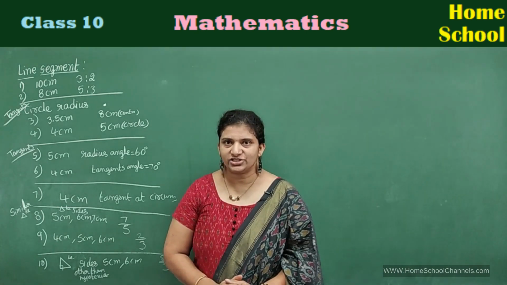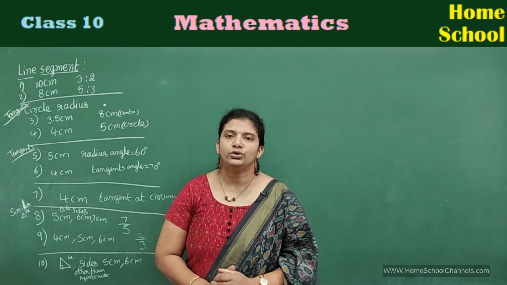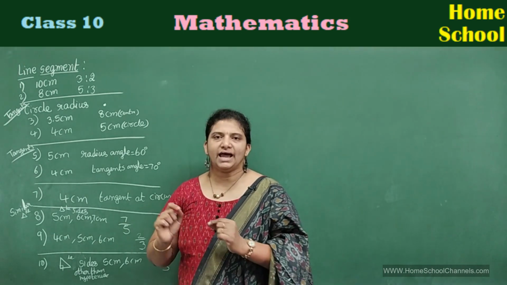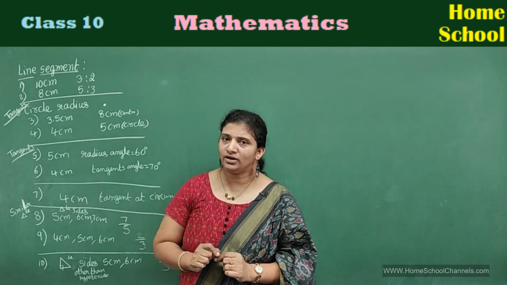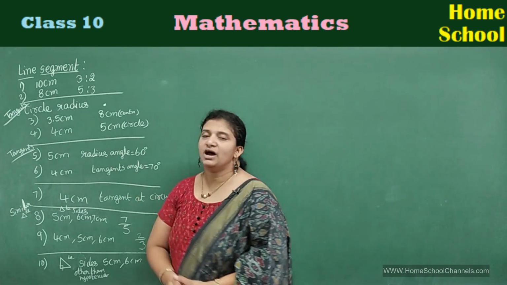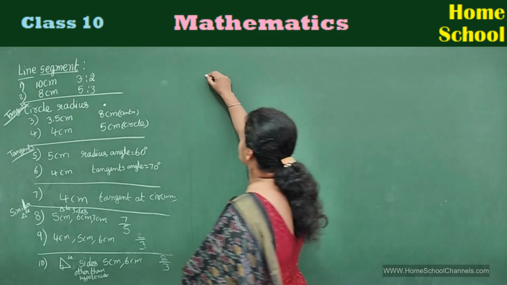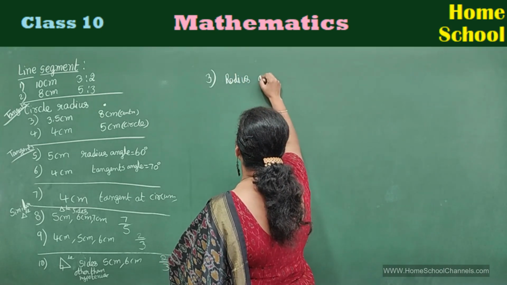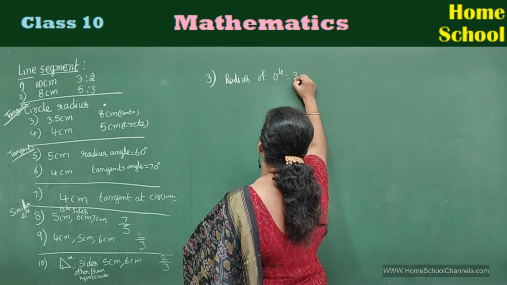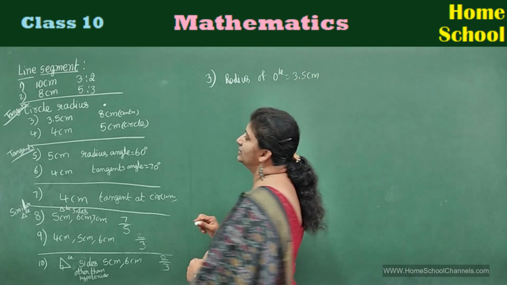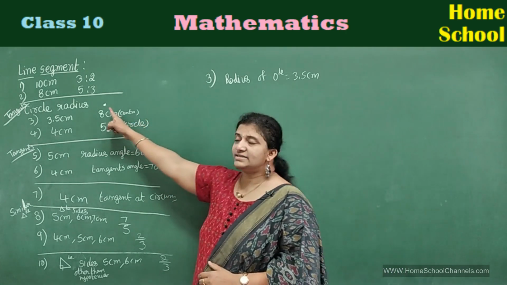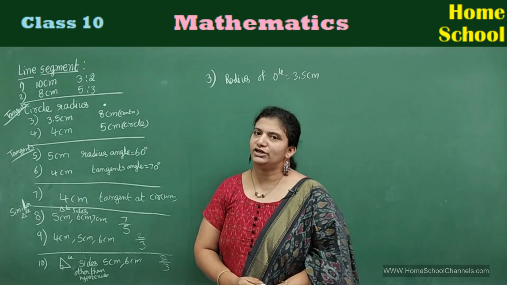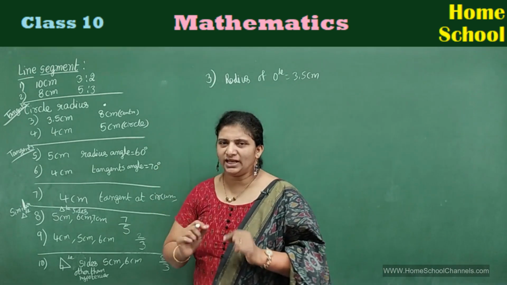Draw a pair of tangents from an external point to a circle of radius 3.5 centimeters. Tangents we need to draw from an external point to a circle. Circle radius is how much? 3.5 centimeters. Given radius of circle is equal to 3.5 centimeters. And what is this? The external point is 8 centimeters away from the center of the circle. This point is very important.